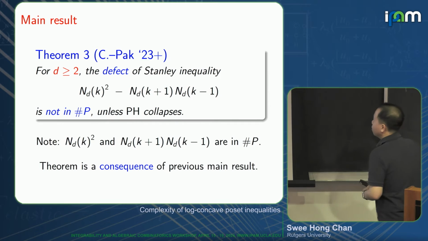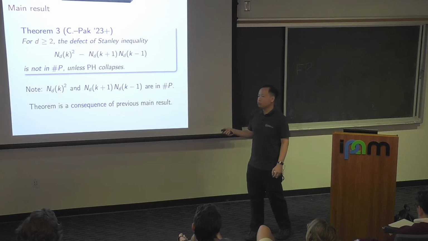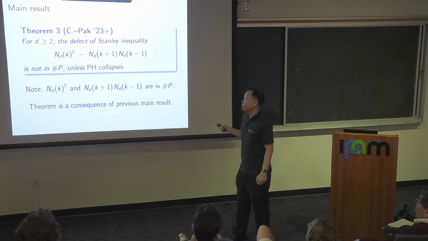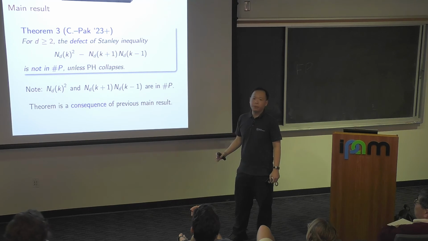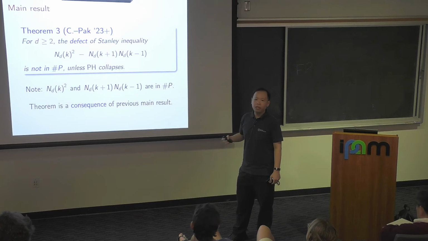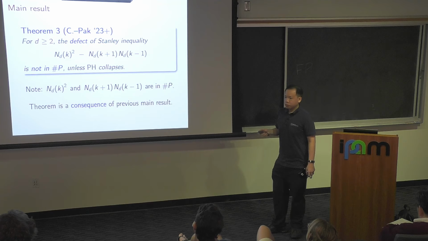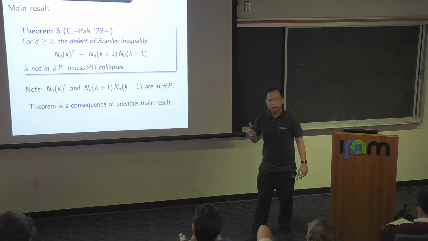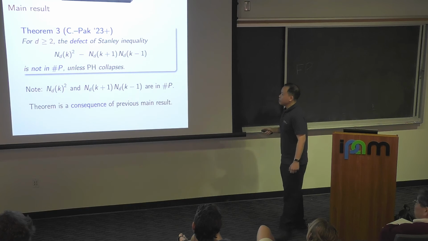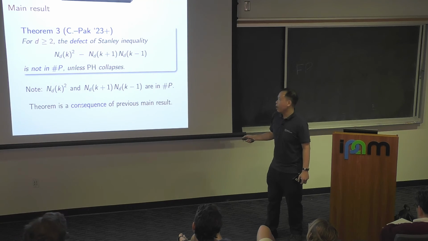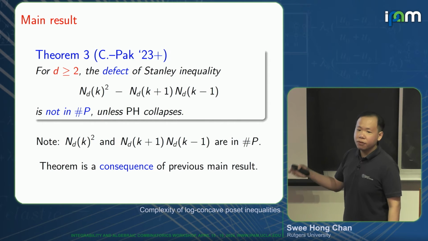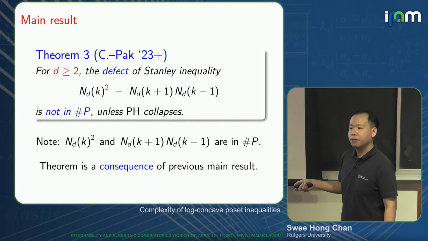Now, without further delay, here is our main result. We say that for d greater than or equal to 2, the defect of Stanley's inequality, the difference of these two numbers, is not in sharp P unless the polynomial hierarchy collapses. Notice that both these numbers, N_{d,k} squared and N_{d,k+1} times N_{d,k-1}, we have already seen from the previous slide are in sharp P.